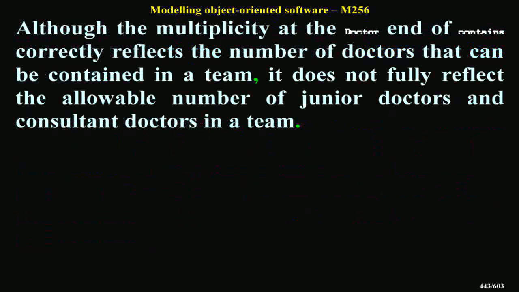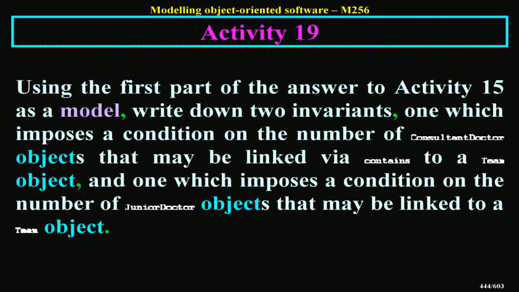Although the multiplicity at the end of the association correctly reflects the number of doctors that can be contained in a team, it does not fully reflect the allowable number of junior doctors and consultant doctors in a team. Activity 19. Using the first part of the answer to Activity 15 as a model, write down two invariants, one which imposes a condition on the number of objects that may be linked via the association to an object, and one which imposes a condition on the number of objects that may be linked to an object.